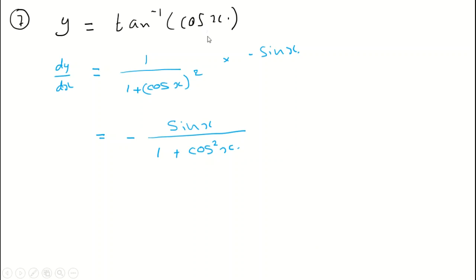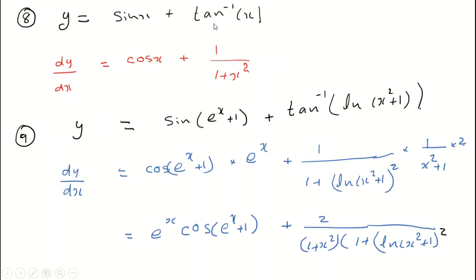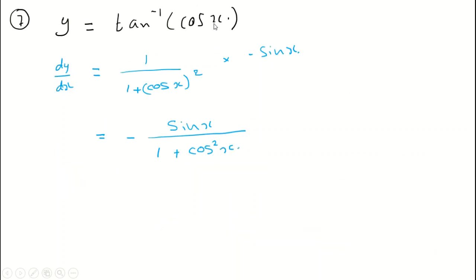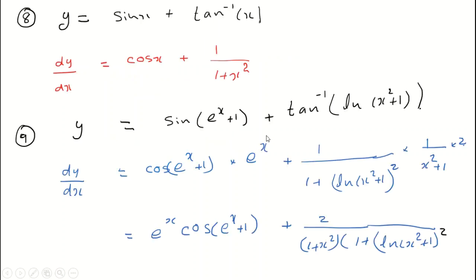Tan inverse cos x, same thing. 1 over 1 plus (cos x) whole thing squared into, when you differentiate cos x, it is minus sin x. So minus sin x over 1 plus cos squared x.